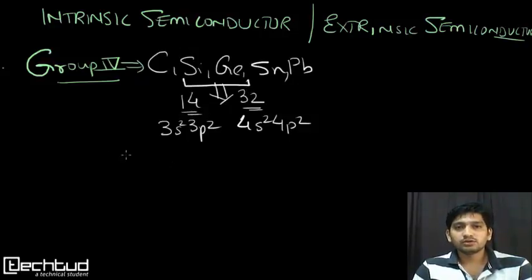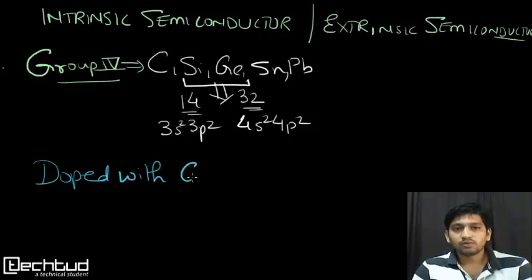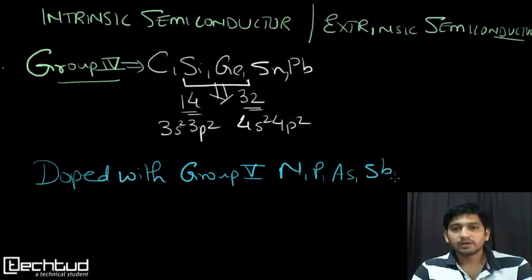Okay, so suppose we doped with group 5 elements, what are group 5 elements? Nitrogen, phosphorus, arsenic, antimony, bismuth. So phosphorus is 15 atomic number and arsenic is 33 atomic number. So when we dope it with this, it is termed as N-type semiconductor.